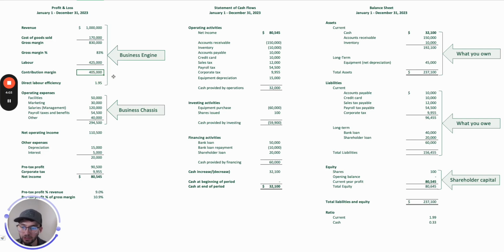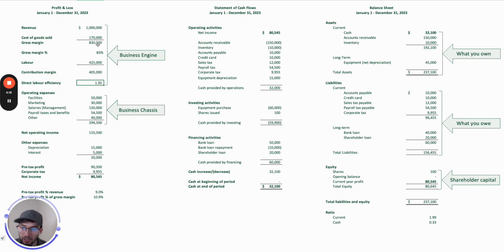This is the amount that's going to be able to go towards paying off overheads and ultimately will be the profit number. Now, the reason that we keep taxes separate from labor is so that we can calculate this number here, the direct labor efficiency ratio.